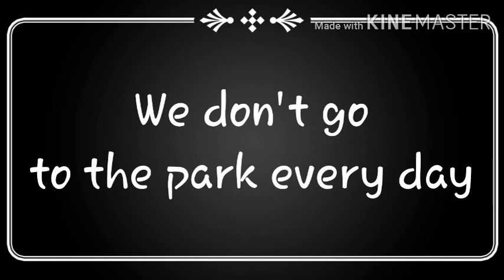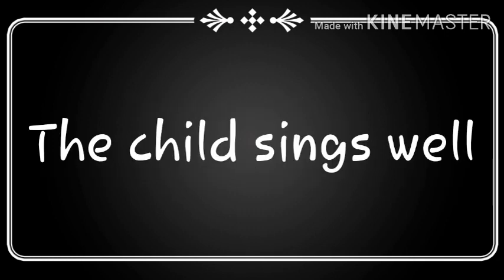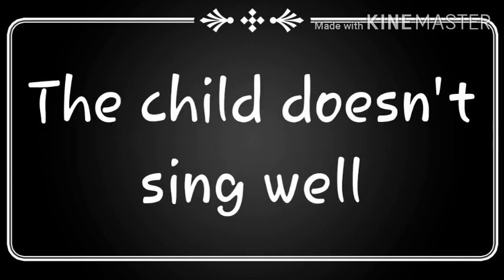Now for another sentence, the child sings well. Here the child is the subject or the noun form and sings is the main verb because it shows an action. So what happens? Sings. It is the does form. We can say it is the does form. So we have to add doesn't. At the same time, you must change sings to the present tense also. The child doesn't sing well.